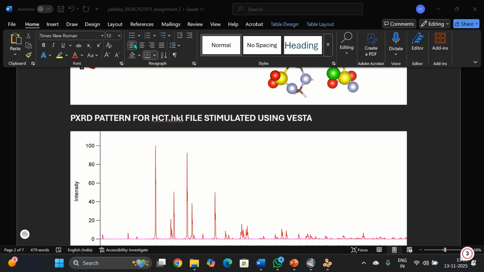Obviously, we didn't do the experiment, but if we did, and we aimed to synthesize one of these drugs, the PXRD data should look like this, as we have simulated from Vesta. So, analysis of the unit cell and comparison of the PXRD pattern. This complete workflow confirms both the identity and the purity of the crystalline phase. Overall, the process not only provides structural insights at the atomic level but also validates that the compound we synthesized is exactly the form we intended.